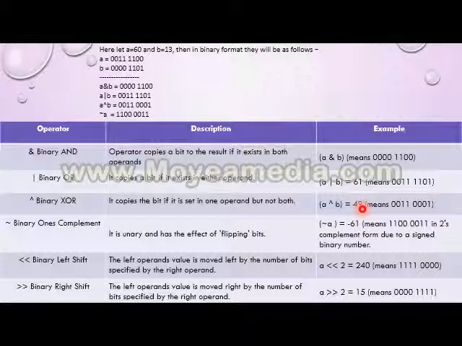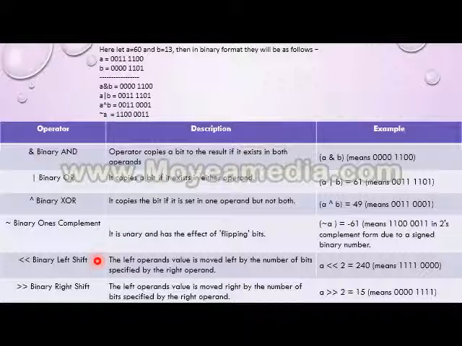So A or B gives 49, and here is its decimal representation. Binary ones complement is unary and has the effect of flipping bits. Unary means it needs only one operand, and flipping bits means it just reverses the digits. Like in A we have 0 0 1 1 1 1 0 0, then for binary ones complement we have 1 1 0 0 0 0 1 1. It means just reverse. If it is false, it will be true. If it is 0, it will be 1.